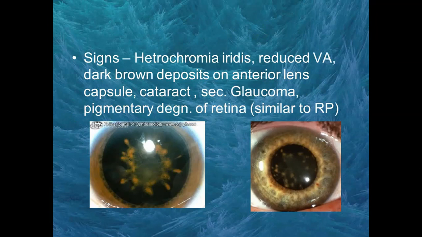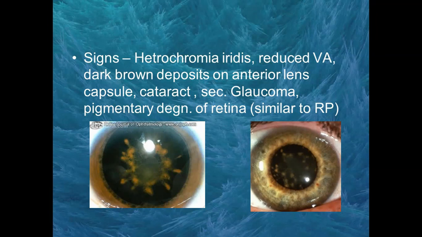What are the signs that we see in siderosis? So we see heterochromia iridis. This is because the iron starts to deposit into the iris, as a result of which the iris starts to get a different color. So one part of the iris will have a different pattern because of the iron deposition. The rest of the iris will be the same. So there will be different colors inside the same iris. That is what we call heterochromia iridis.